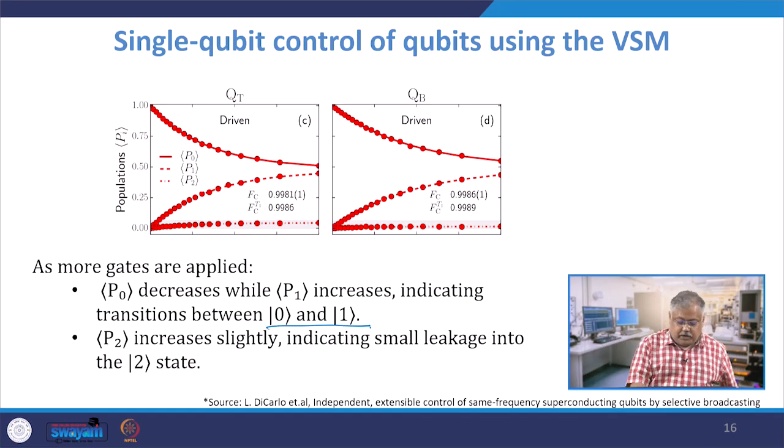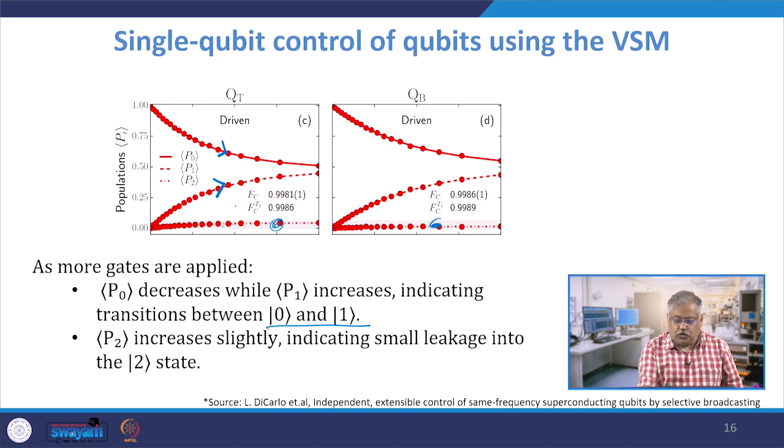I hope you get the point, because P0 decreasing means more and more transitions happen from the 0 state to the 1 state, and that is shown here. The 1 state is increasing and the 0 state is decreasing. P2 is increasing because there are some leakages happening even at the 2 state. So, if you see, this is almost constant and almost in the 0 range region, in both cases.